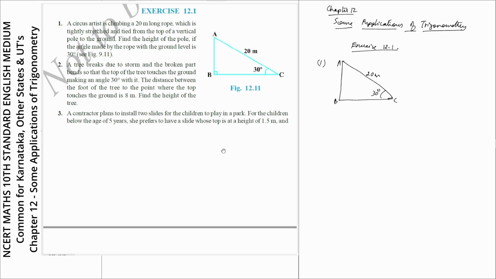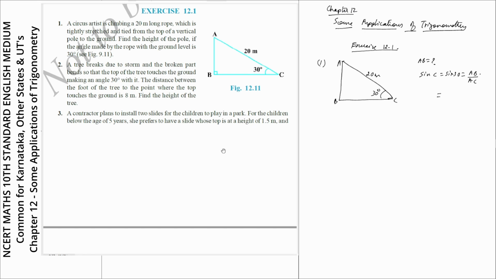And what should we find? Find the height of the pole, that is, I should find the height of AB. What is the length of AB is the question. Now you can see that with respect to angle C, sin C, which is equal to sine of 30 degree. What is sine of angle C? It is opposite by hypotenuse. Opposite side is AB and hypotenuse side is AC.